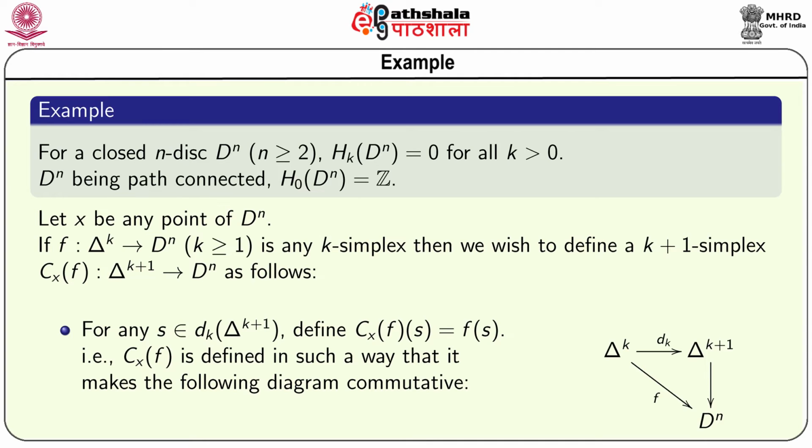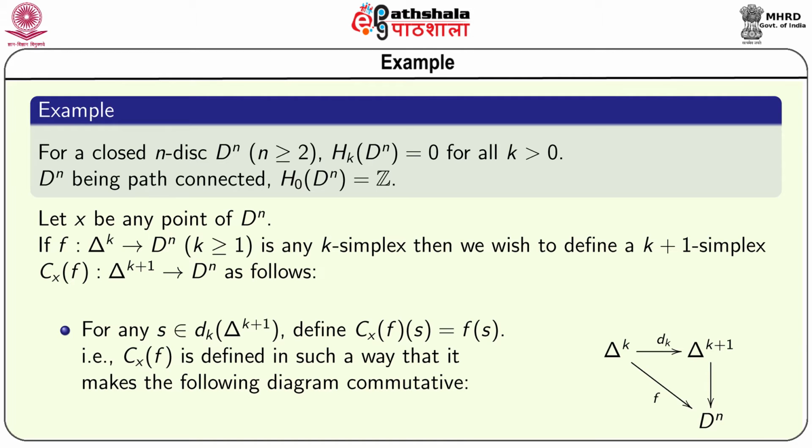For a closed n-disk D^n, when n is greater than or equal to 2, we shall show that H_k(D^n) is trivial for k greater than 0, and H_0(D^n) is Z because D^n is path connected. Now, let us take a point x from D^n.